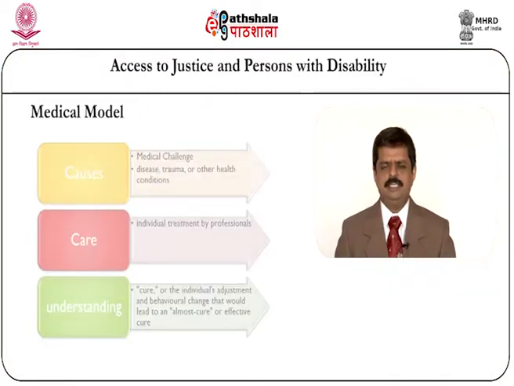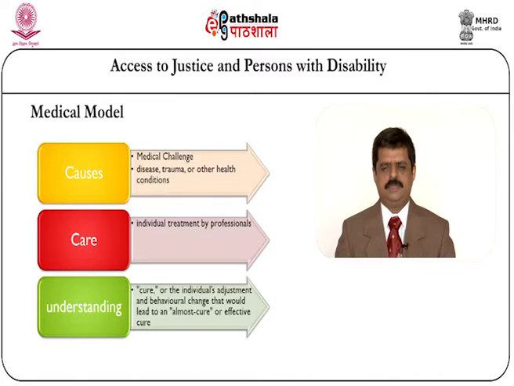Moving on to the rehabilitation. So, for the rehabilitation of a person with disability, we have different modes of rehabilitation. First, let me take up the medical model as a rehabilitation. According to the medical model, disability is a medical challenge. The disability can occur due to disease, trauma or other health conditions. So, medically these conditions should be treated. Therefore, treatment by the professionals is the way a disabled person can be rehabilitated. That is the opinion under the medical model.